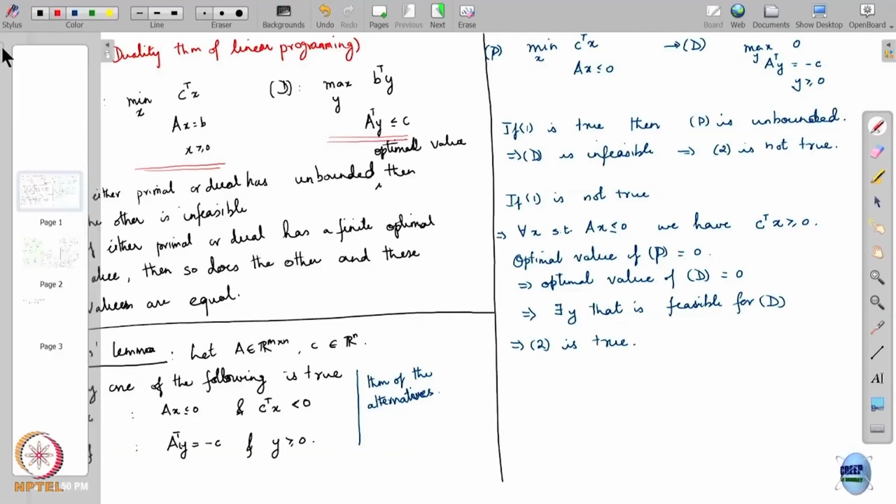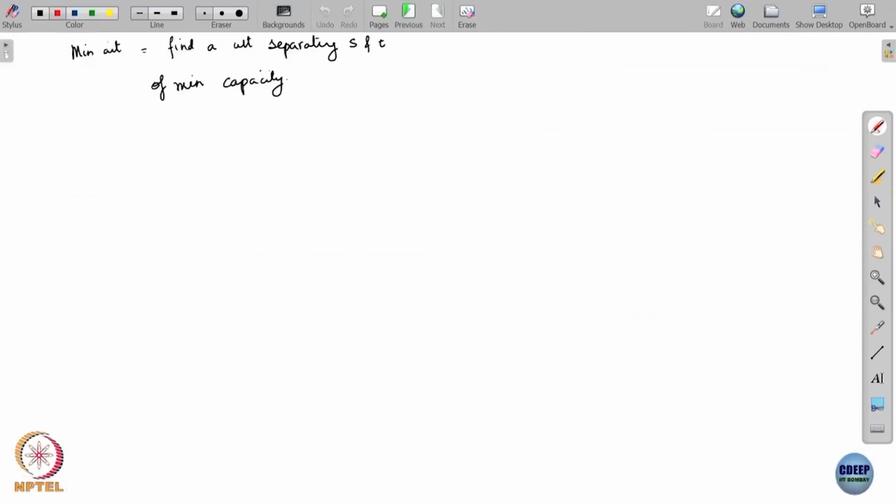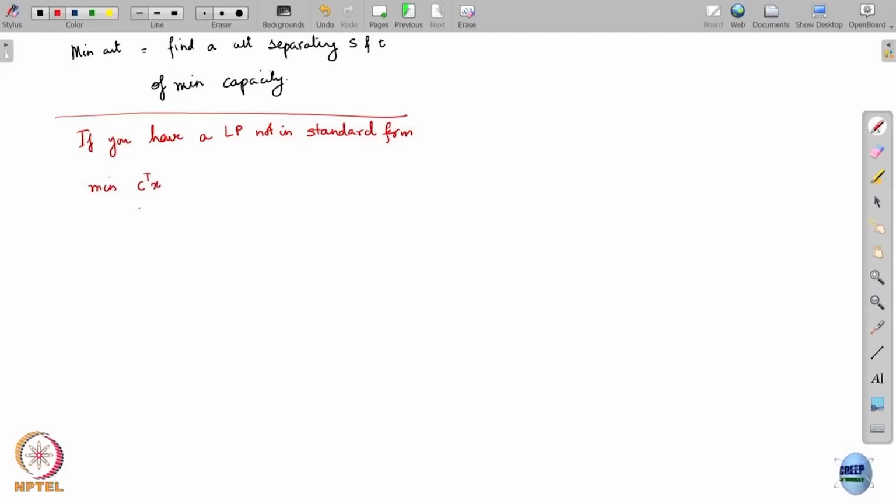Now, if you have an LP which is not in standard form, for example, suppose you have an LP that looks like this. Suppose this is your LP. Now, what is the dual of this one?